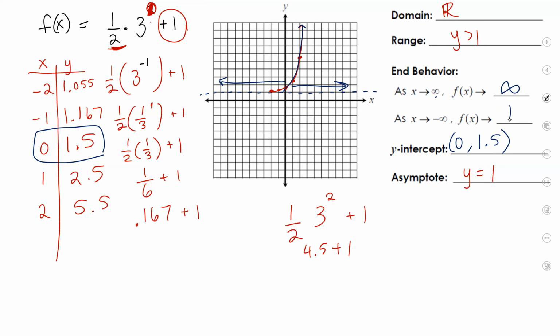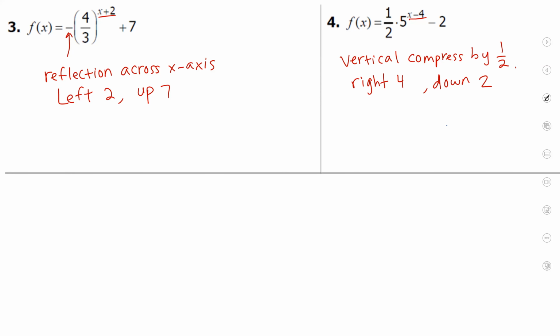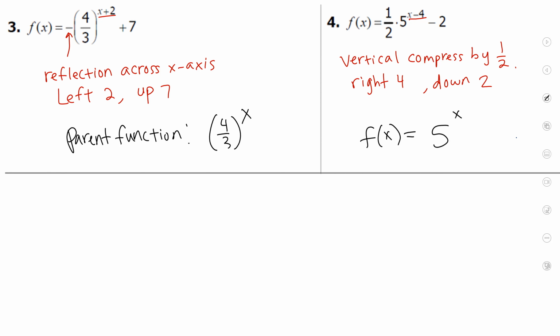So I'm going to pause it here. One last thing I need to add. These questions ask you to identify the parent function. The parent function is just the base. So 4/3 to the x, right? That's without the reflection, that's without the left 2 and the up 7. Okay, here the parent function is just 5 to the x. 5 is your base. This is what it was before you vertically compressed it, before you moved it to the right and moved it down. Make sense, guys? So on those questions where it asks for the parent function, this is what it means.